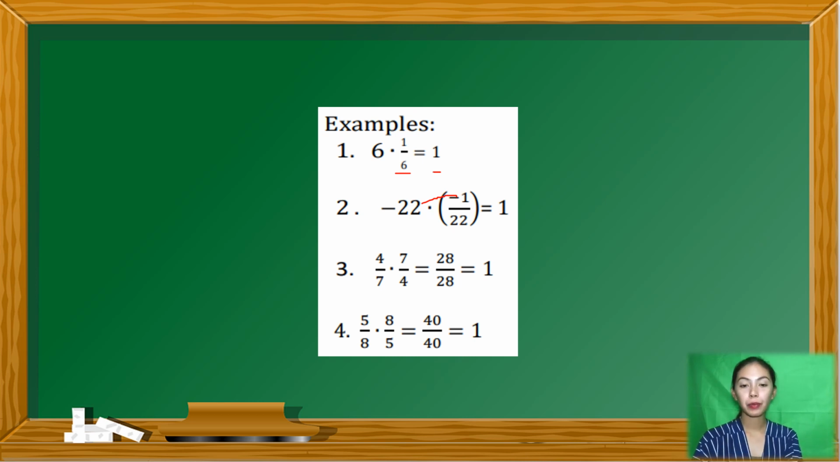Okay, for number 3, 4 over 7 times its reciprocal, which is 7 over 4. So we will multiply. 4 times 7 is 28, and 7 times 4 is 28. 28 over 28 is 1. And last, we will multiply 5 over 8 to its reciprocal, which is 8 over 5. So 5 times 8 is 40, and 8 times 5 is 40. 40 over 40 is 1.